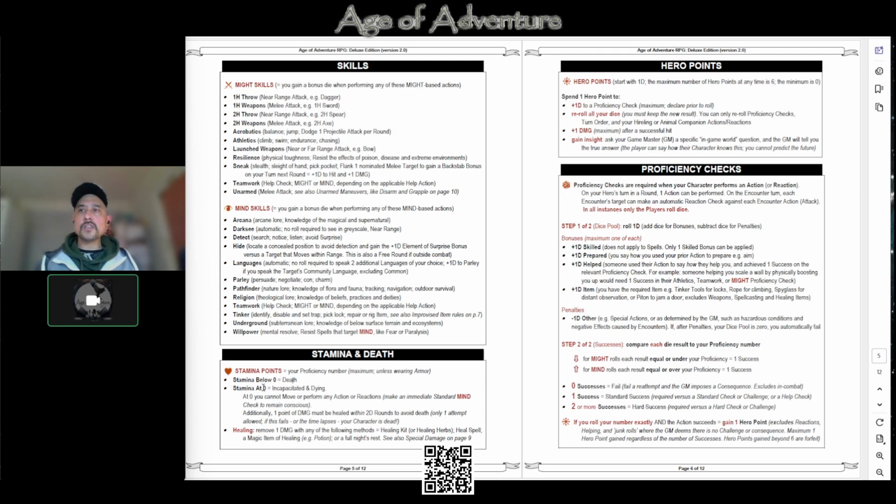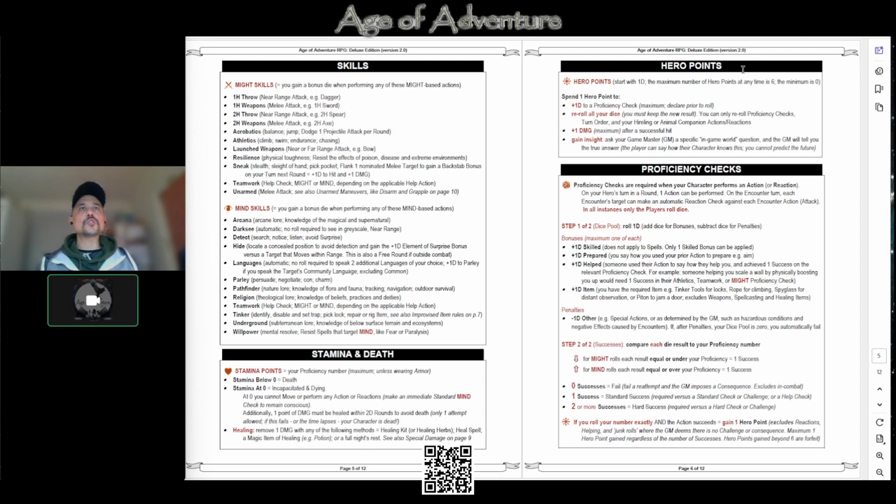If their stamina is 0, they are incapacitated and they're dying, and they need to be helped within a certain amount of rounds, or their character is also dead. So whenever I run Age of Adventure, I always provide the trigger warning that there is possible character death. You can also be healed, various means there, healing kit, magic items, etc. So the best way is obviously not to be hit, but there is healing available as well.